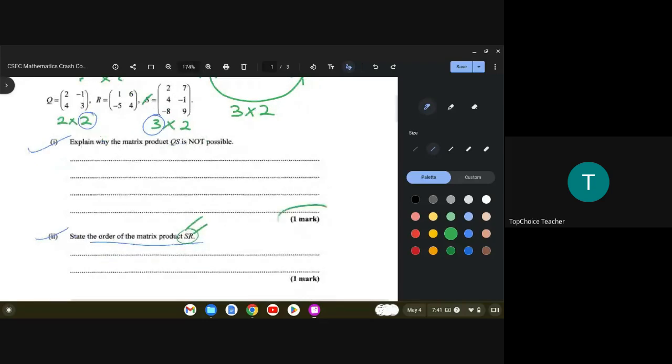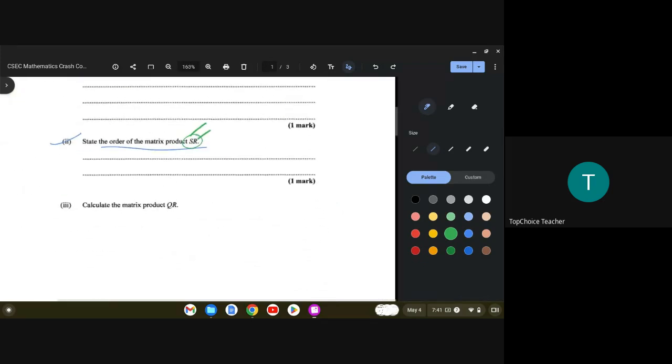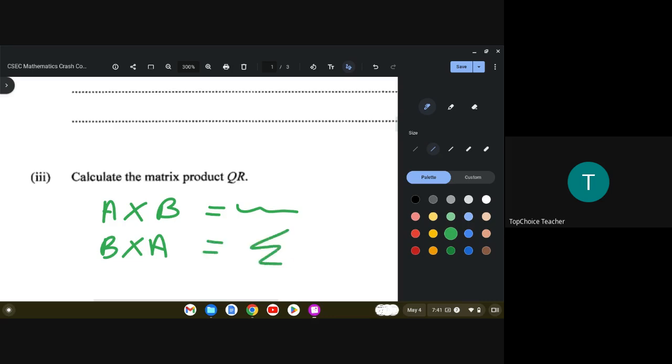These are 1 mark each, so they expect you to know this. And I think you all know this already, okay? Do you all know that multiplication of matrices is not commutative? What that means is, if you have matrix A and matrix B, and you multiply them together, the answer you get is not the same as if you had multiplied B by A. You're going to get a completely different matrix. So matrix multiplication is not commutative.